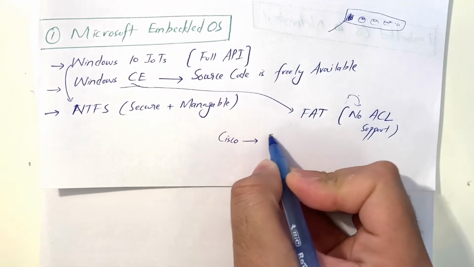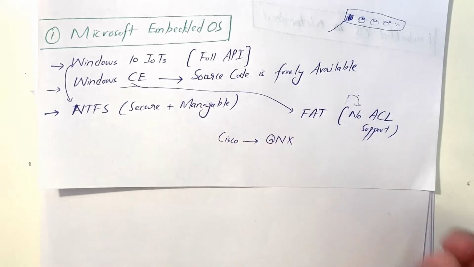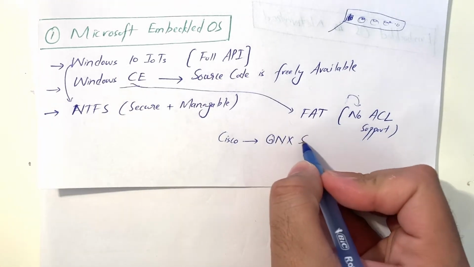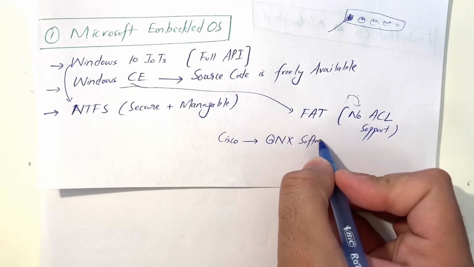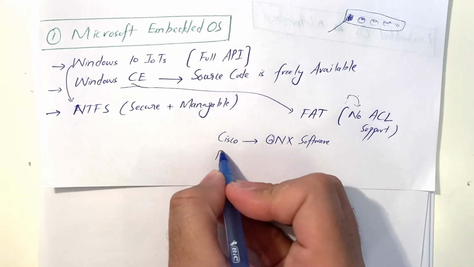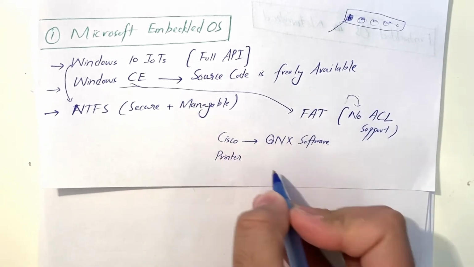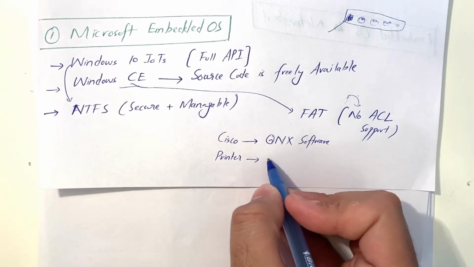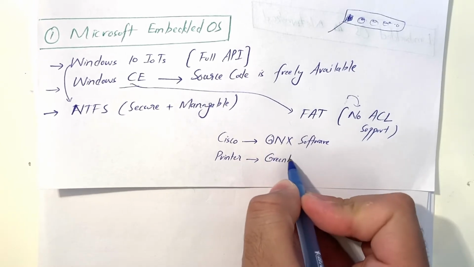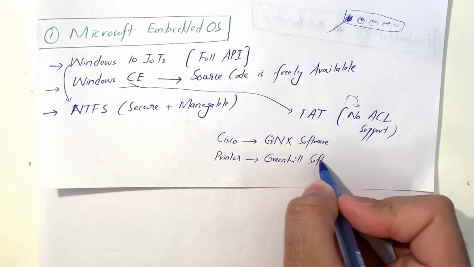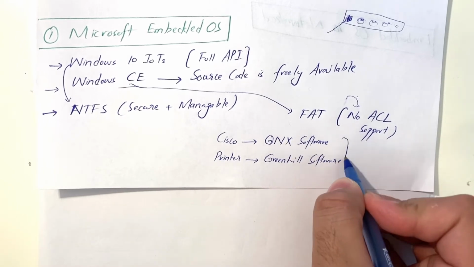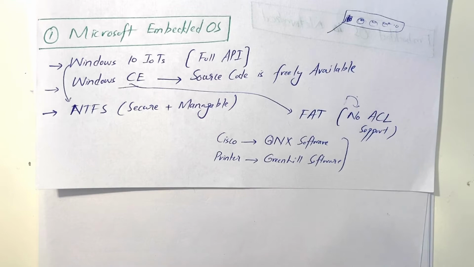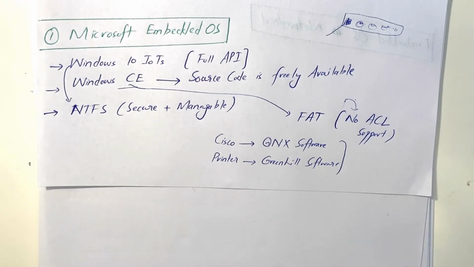Cisco devices typically use QNX software, QNX servers. Most of the printers, like HP printers especially, typically use Green Hills software. All these operating systems are basically embedded operating systems, specifically designed for embedded devices, having no GUI, nothing like that, and they support network control as well.